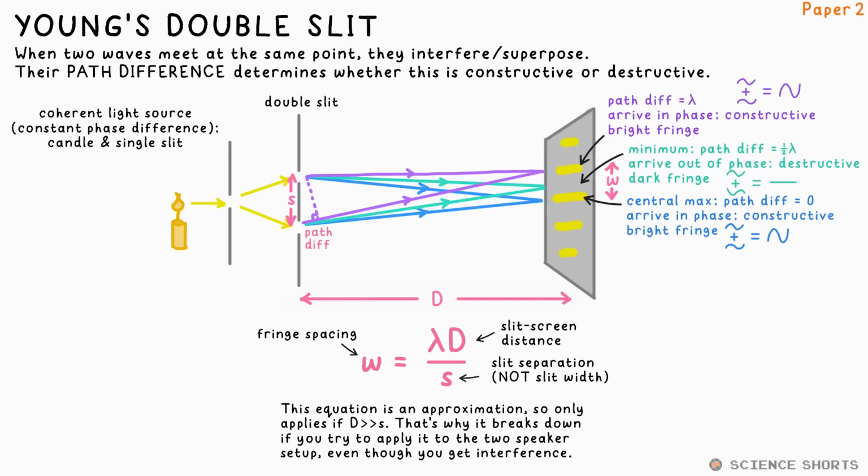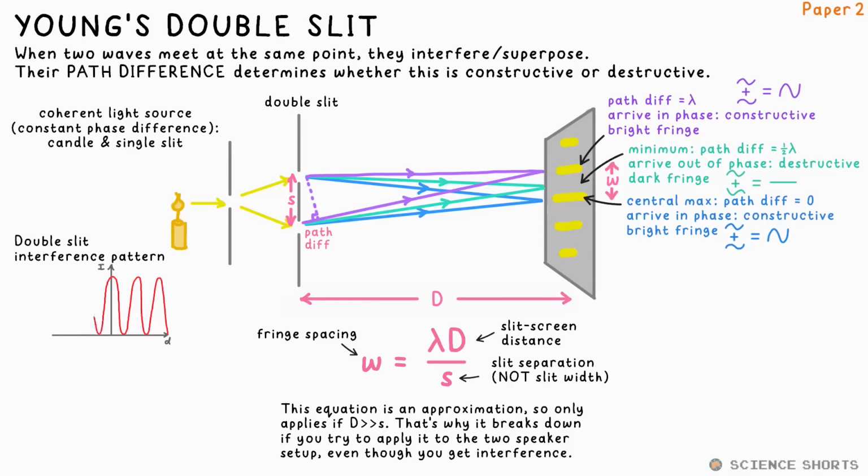However, this equation is an approximation, and it can only be used when the screen distance is much larger than the slit separation. That's why the equation is likely to break down if we use sound instead. If you have two speakers producing the same waves in phase, you walk at right angles to them, you'll hear the volume fluctuate as you go through maxima and minima. We can represent the pattern by drawing a graph of intensity against distance from the central max.